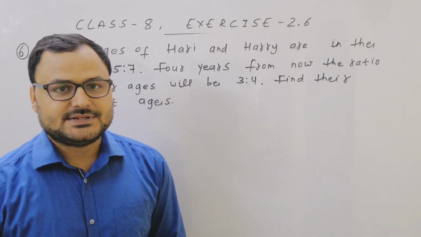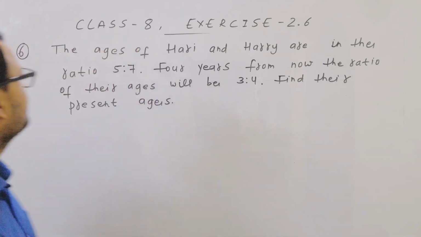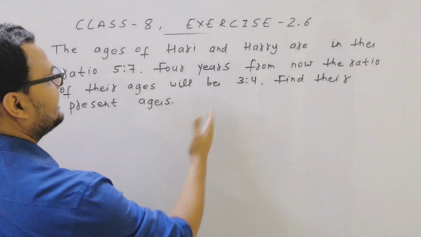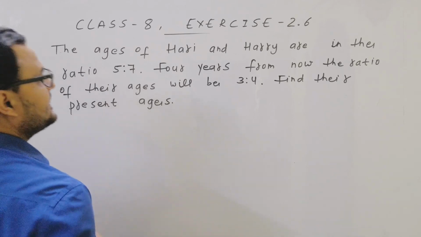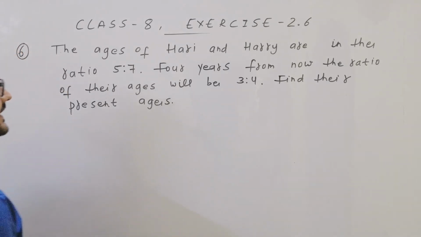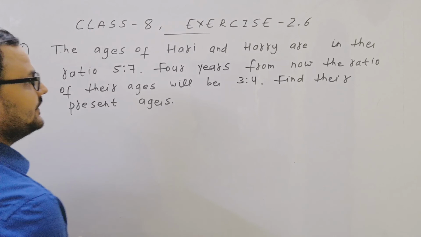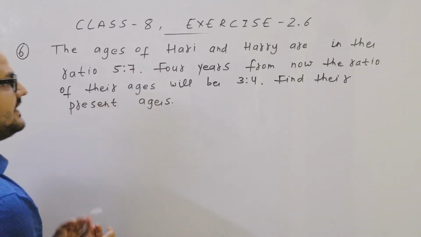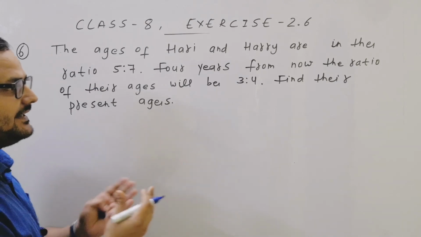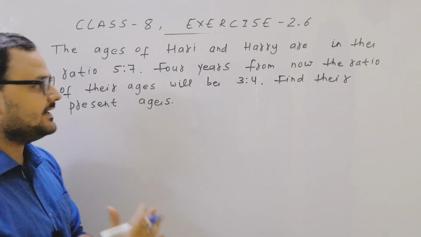Now question number 6, it's a word problem. The ages of Hari and Harry are in the ratio 5:7. 4 years from now, the ratio of their ages will be 3:4. Find their present ages. So now its ratio is given, so we need some variables. We can take any variable x, y, z, a, b, c.